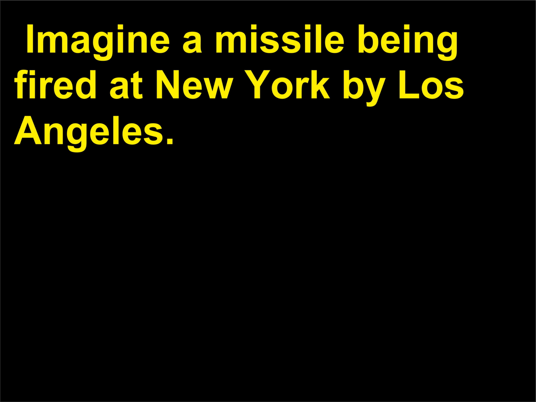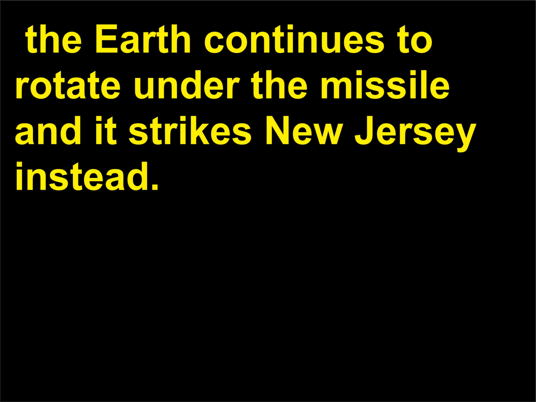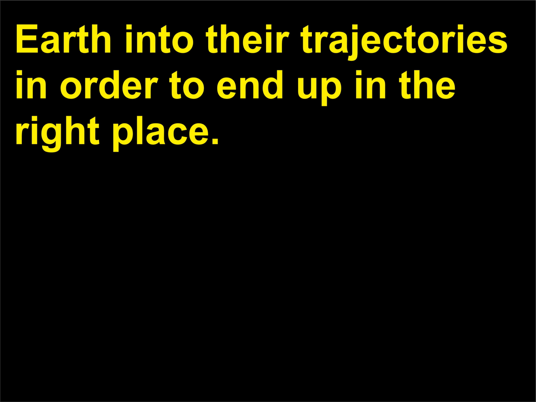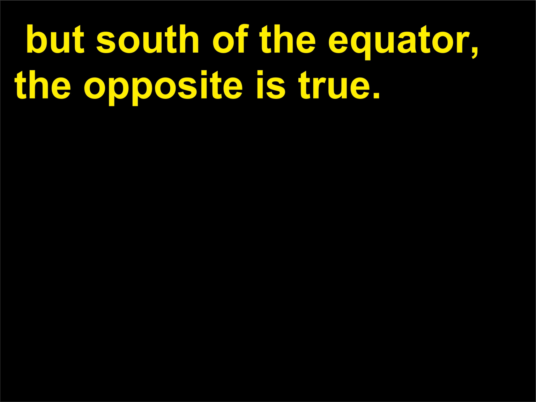Imagine a missile being fired at New York from Los Angeles. As the missile flies over the United States, the Earth continues to rotate under the missile and it strikes New Jersey instead. Missile launchers and pilots need to factor the spinning of the Earth into their trajectories in order to end up in the right place. North of the equator, ocean currents and winds rotate clockwise. But south of the equator, the opposite is true.